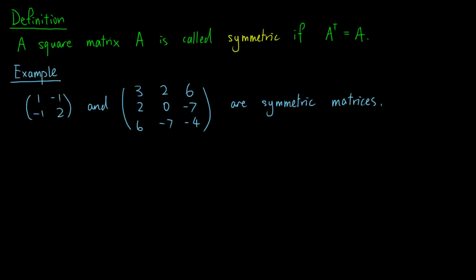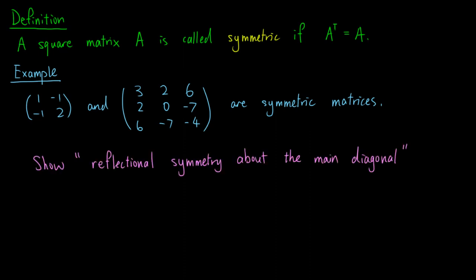Let's finish off with the definition, which states that a square matrix A is called symmetric if A transpose equals A itself. For example, the 2 by 2 matrix 1, negative 1, negative 1, and 2, and the 3 by 3 matrix 3, 2, 6, 2, 0, negative 7, 6, negative 7, negative 4 are symmetric matrices. We can see that these matrices show a reflectional symmetry about the main diagonal, in the sense that if I reflect the entries about the main diagonal, we get back the same matrix.